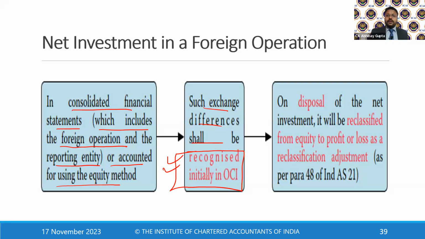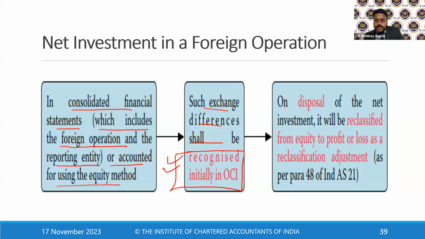That is the standard requirement, right? So in standalone financial statements, whichever financial statement has this gain or loss on account of foreign currency fluctuations because of these transactions, it will be recorded in P&L. But while preparing the consolidated financial statements, this will be recognized in OCI.